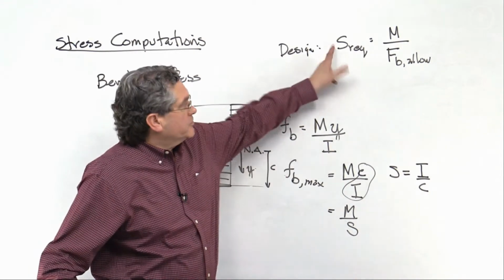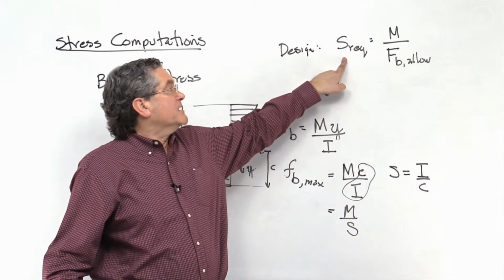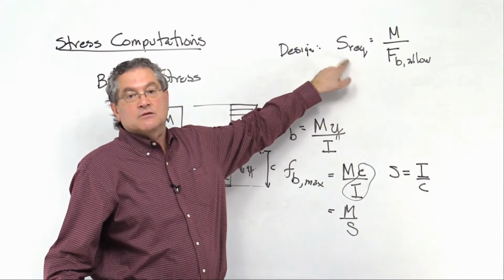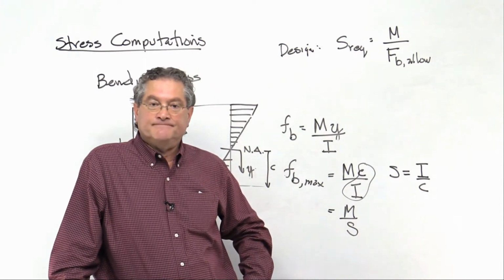Okay, and so we go through and pick out a cross section that has a section modulus that is at least as large as the required value. Do that, we've got a valid design. Okay.